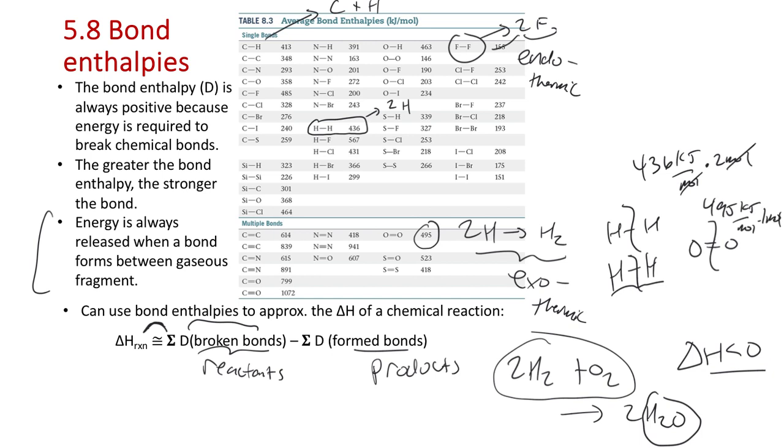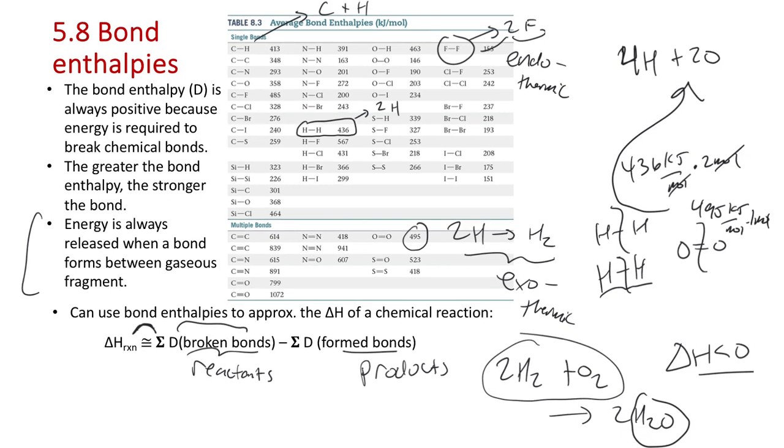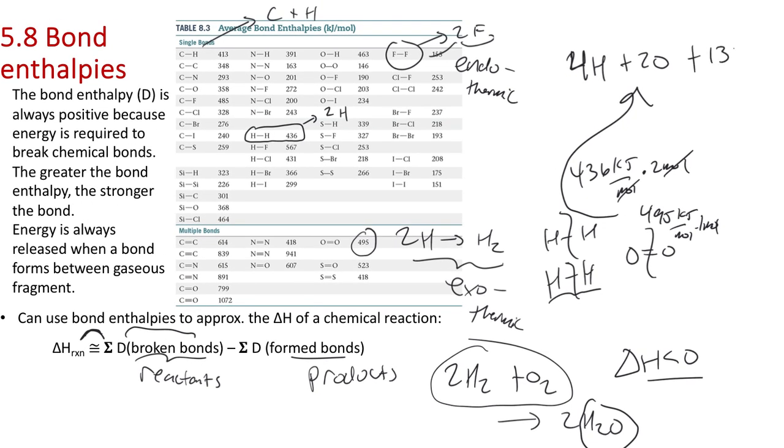So we have just 1 mole of that bond. So I'm going to add 495. So in order to convert all these molecules into their atom fragments of 4 H's and 2 oxygen atoms, collectively that's going to take 1367 kJs per mole of energy being absorbed.